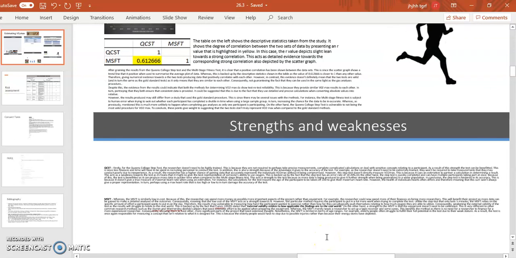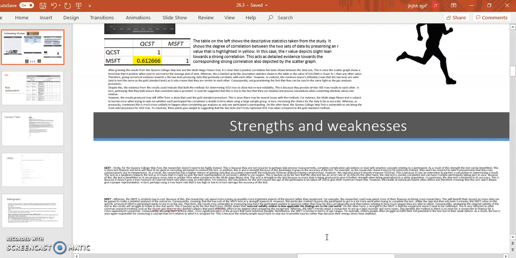Firstly, for the Queen's College Step Test, the researcher doesn't need to be highly trained. This is because they are not required to take precise measurements, complete complicated calculations, or deal with sensitive concepts relating to the participant. As a result of this strength, this test can be benefited. This is since less finances and time will have to be spent in recruiting personnel to conduct the test.